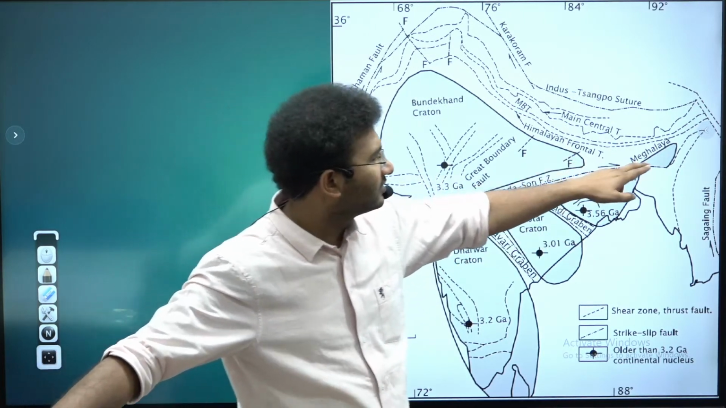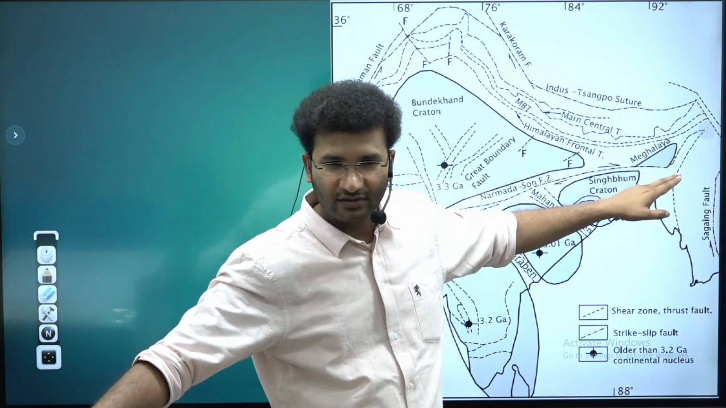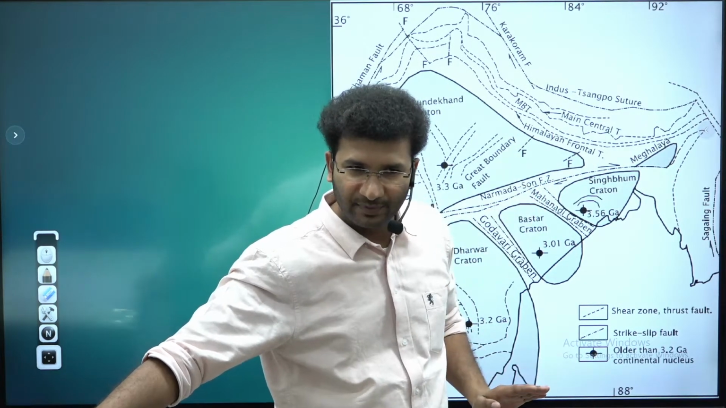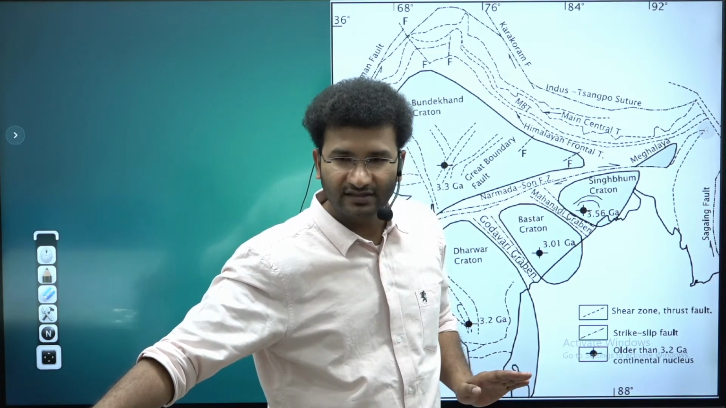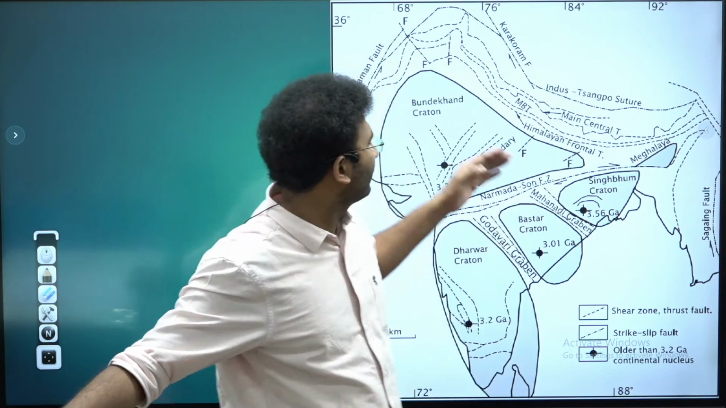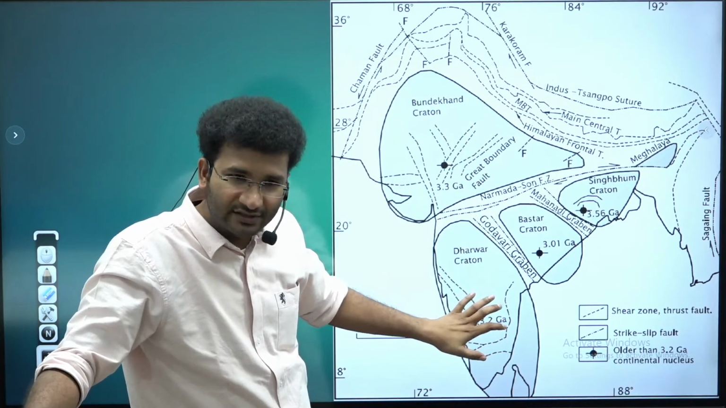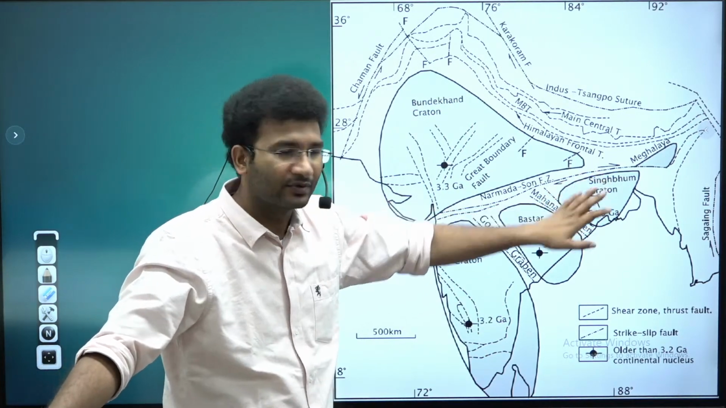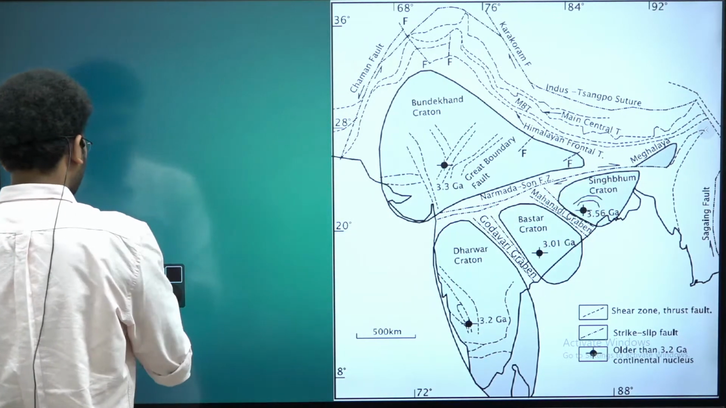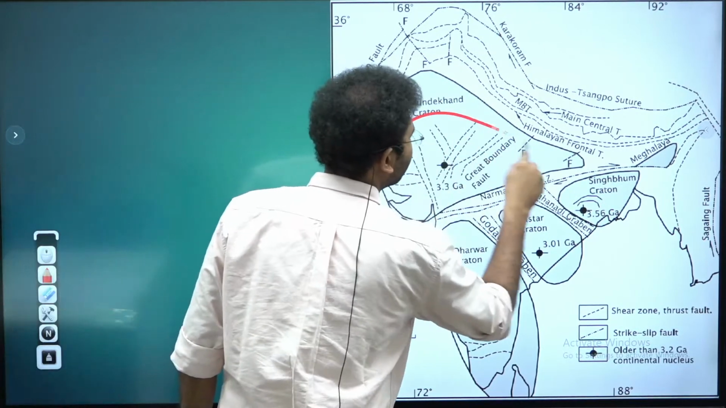Later, Meghalaya is also part of the craton, and you might have heard about peninsular India. Your peninsular India consists of four different cratons. One is Bundelkhand, that is the Aravalli region, Dharwad region, Bastar, Singhbhum. This is the region which is also considered peninsular India.